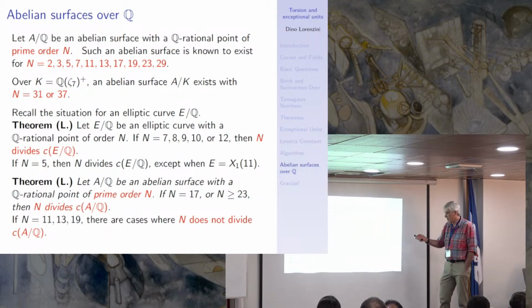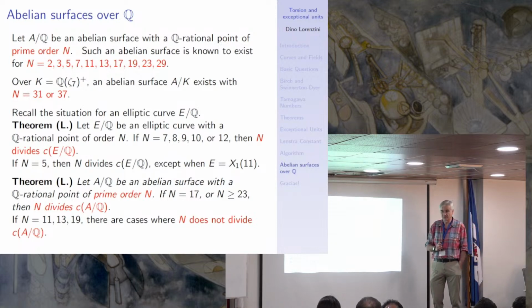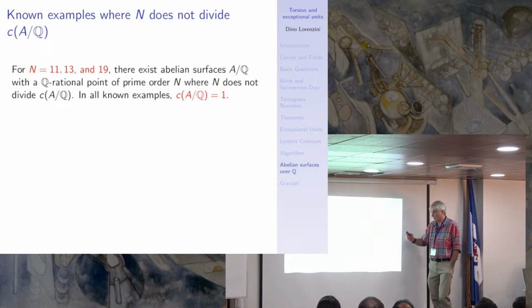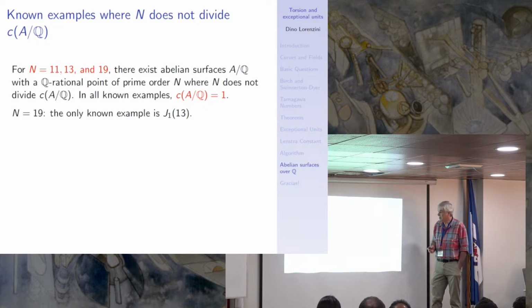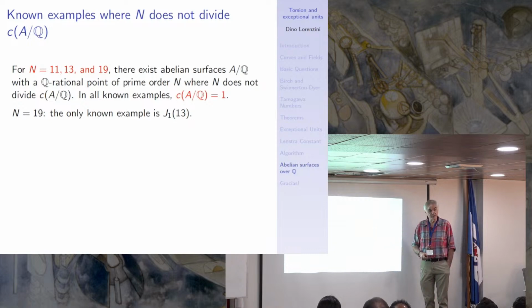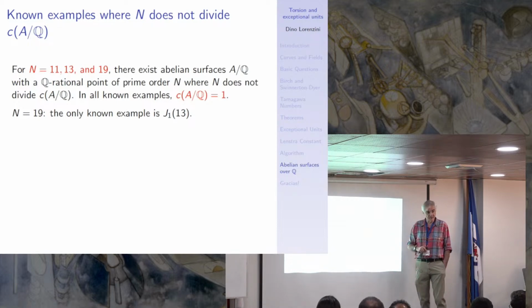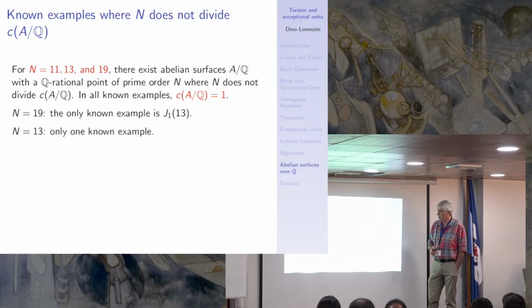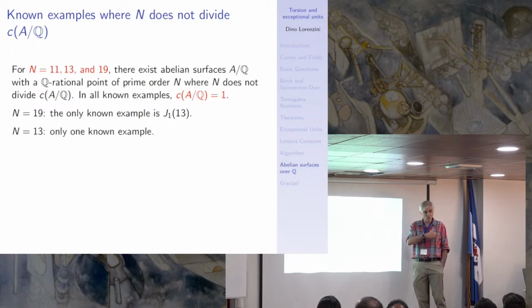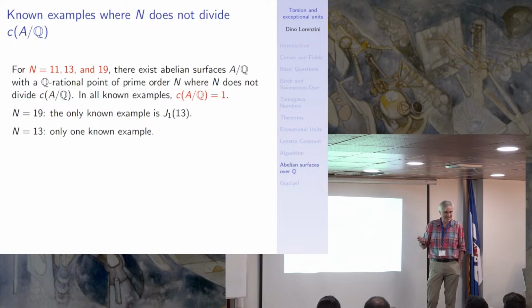So I can prove that there are exceptions for 11, 13, and 19. But I cannot prove that I have them all. And I cannot prove that there are only finitely many, all right? So the known exceptions all have Tamagawa number equal to 1. There's a famous one, J1 of 13 is known to have a point of order 19, and the Néron model is irreducible. So we get the trivial Tamagawa number. For n equals 13, there is a one-parameter family. You search, you find only one in that family, and I don't know how to find other examples. The family of curves of genus 2 with a point of order 13.